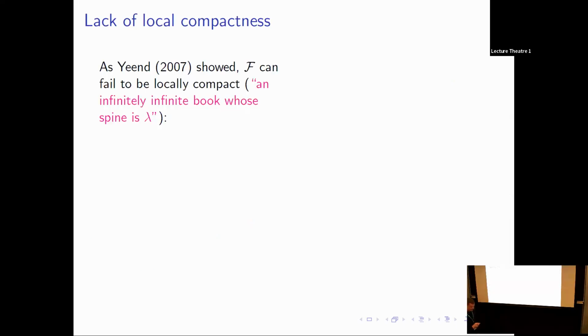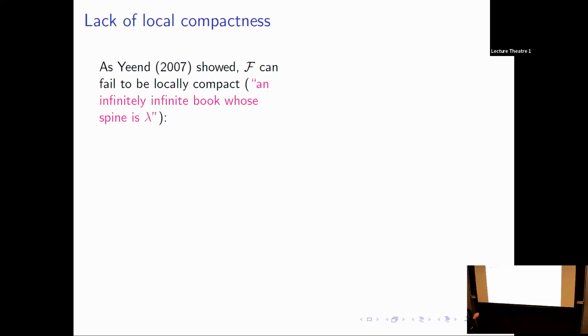But things quickly go wrong. As Trent Yeend showed in his paper on topological higher rank graphs in 2007, you can construct graphs that demonstrate the filters will be not locally compact under this topology. So I'm going to do that.